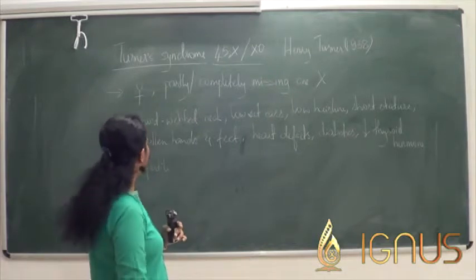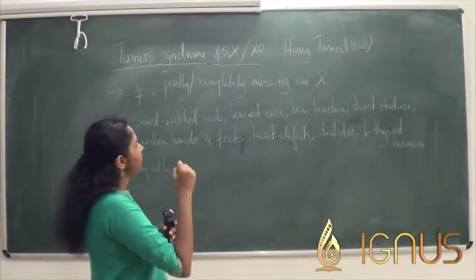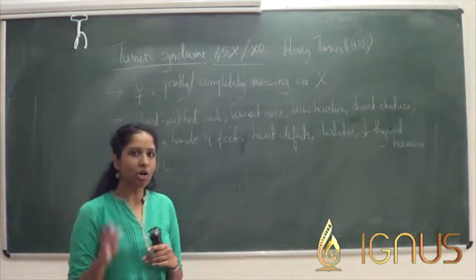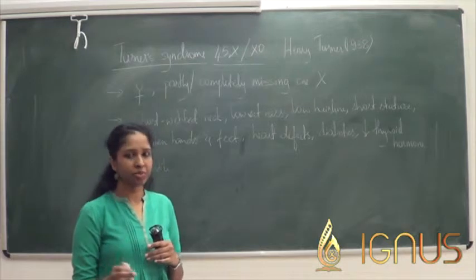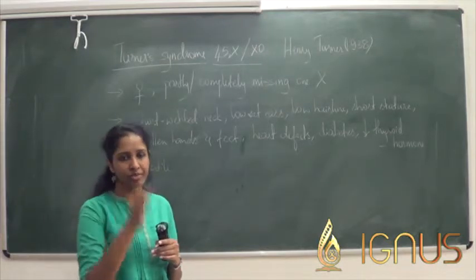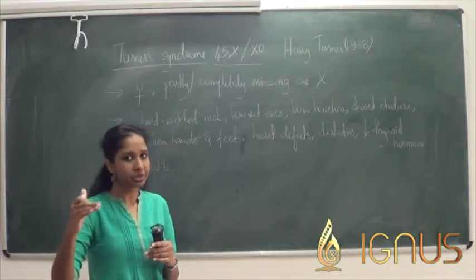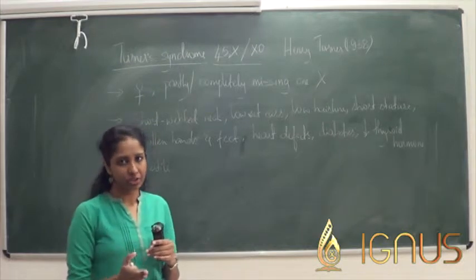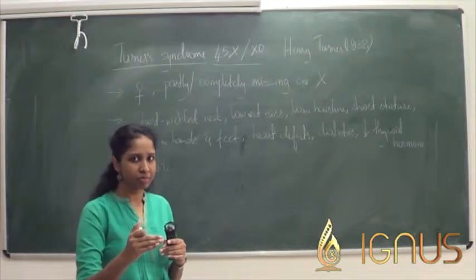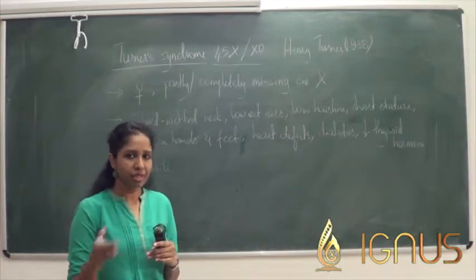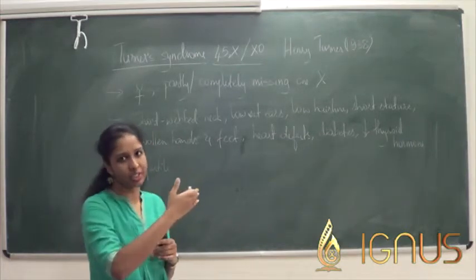Now, in females, it can be that there is one entire X chromosome that is completely missing, or a part of one of the X chromosomes is missing. Something like in Cri du Chat syndrome, where in the 5th chromosome, short arm, a part of the chromosome is missing. In the same way, in one of the X chromosomes, if a part of the chromosome is missing, or the entirety of the X chromosome is missing, then that female will be suffering from Turner syndrome.